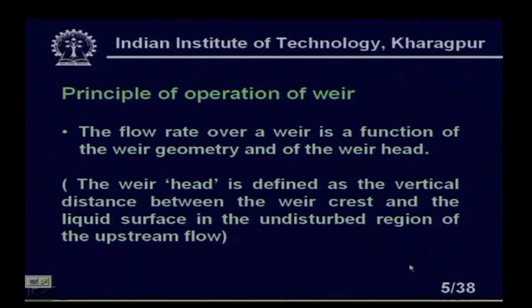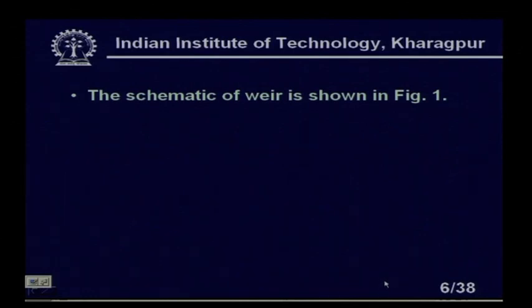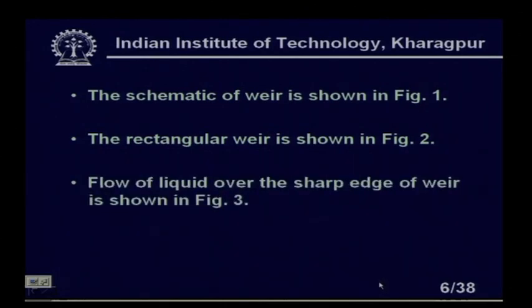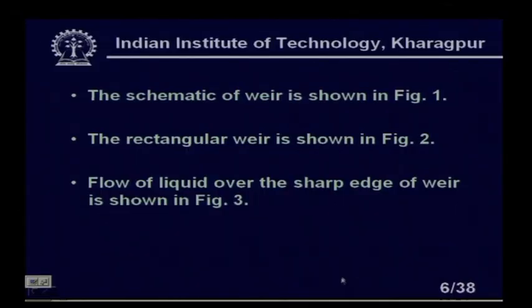So, I am saying the weir head is defined as the vertical distance between the weir crest and the liquid surface in the undisturbed region of the upstream flow, right. The schematic of a weir is shown in figure 1, the rectangular weir is shown in figure 2, and flow of liquid over the sharp edge of the weir is shown in figure 3. So, in the subsequent 3 slides we will show you the weir geometry, the rectangular weir and the flow of liquid over the sharp edge of the weir, in figures 1, 2 and 3 respectively.